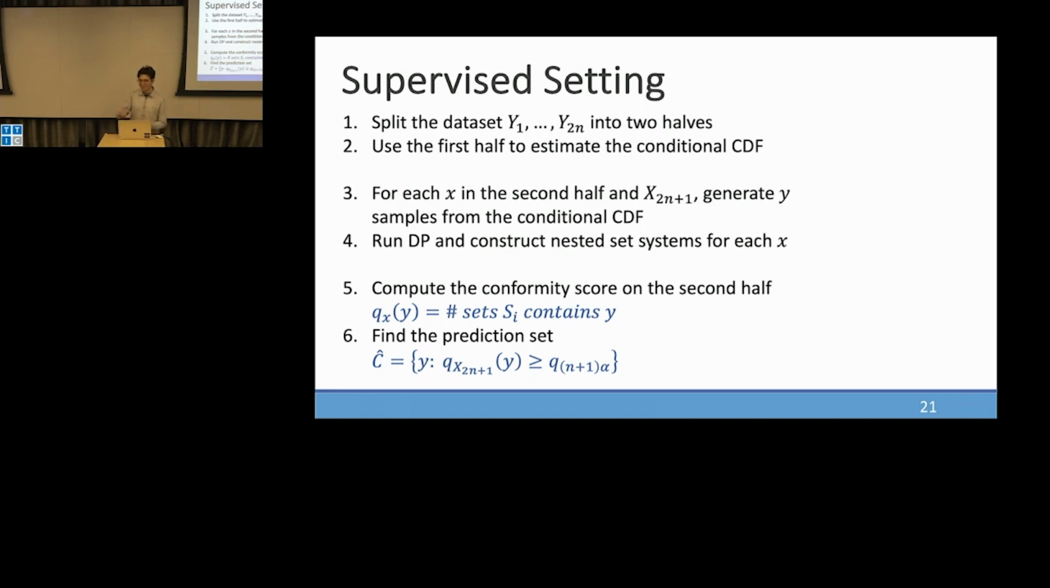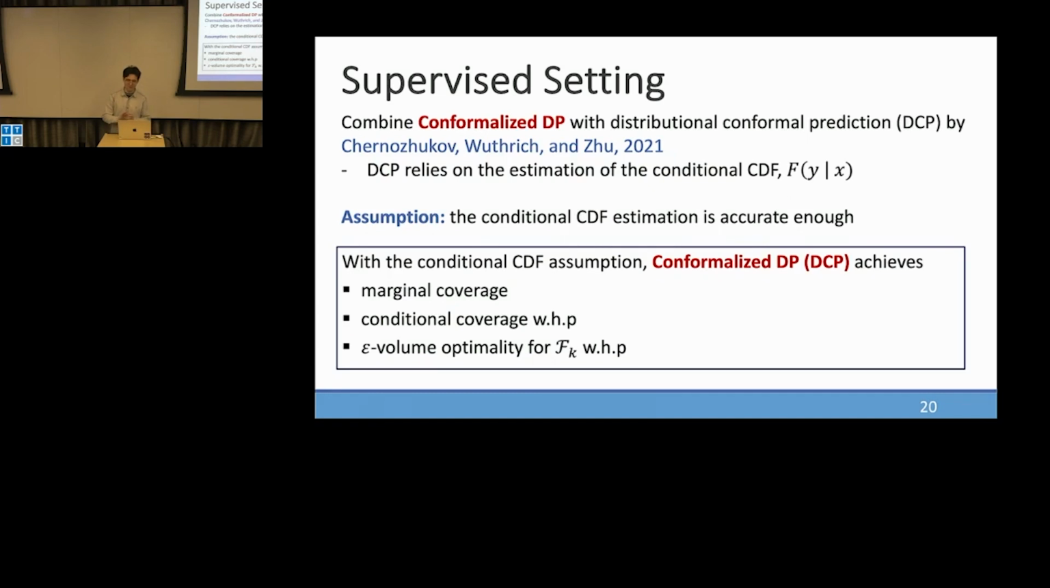Yeah, but the guarantee requires that the conditional CDF is accurate, but in general, it's very hard to do. But what we claim is that estimating the conditional CDF is at least easier than estimating the conditional density itself. So I'm a bit confused. What is this conditional CDF? This is CDF of what?